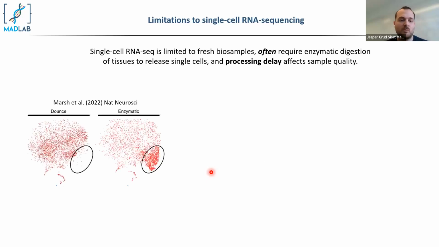I will just show you a few pickouts from various papers to support these claims. Here, for example, Marsh and colleagues in a recent paper did single-cell RNA sequencing on brain tissues, where they released the cells using either dounce homogenization or enzymatic digestion. They found a very specific population of cells that is only present after enzymatic digestion, and they have a bunch of stress markers, suggesting that cellular isolation can induce stress in these cells.